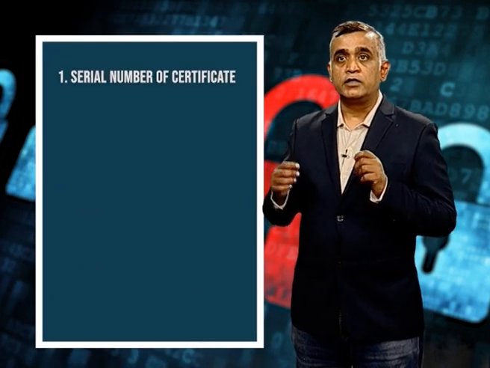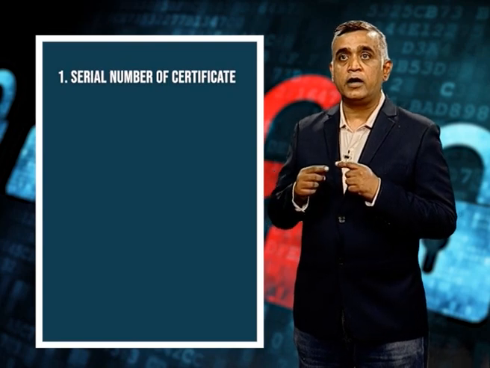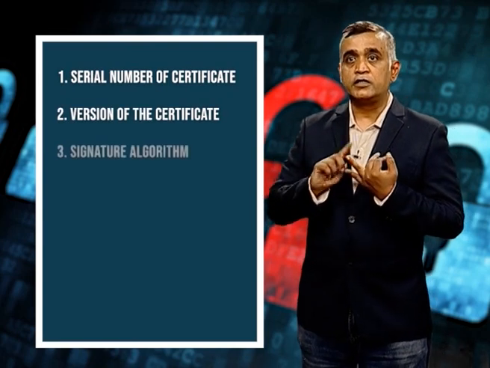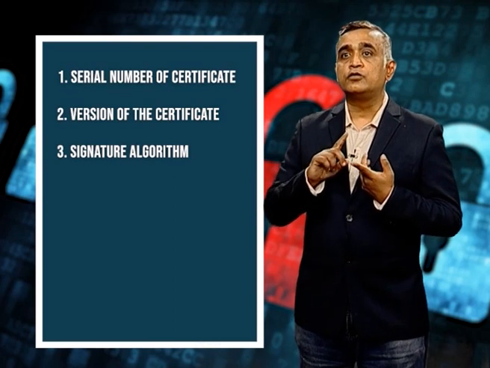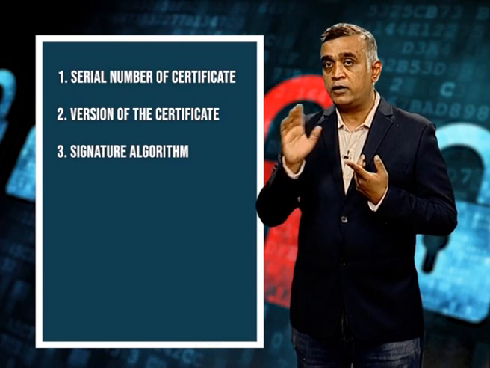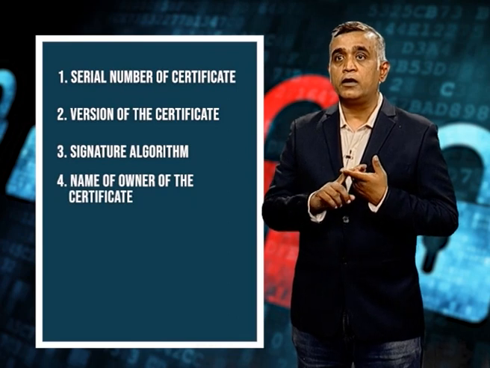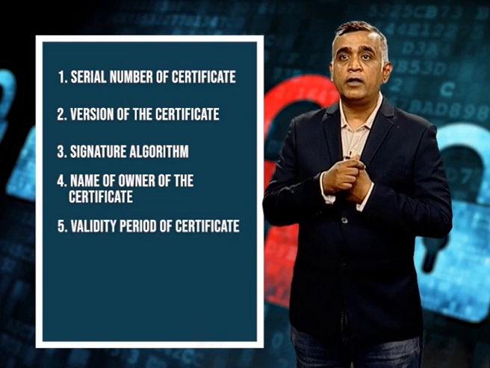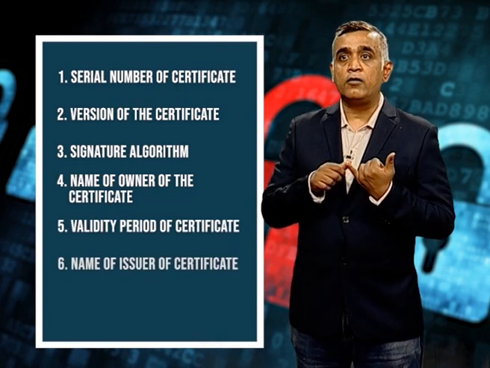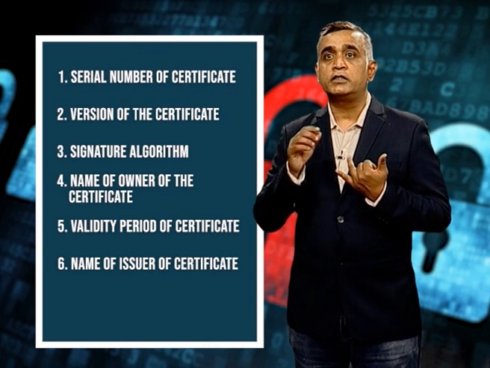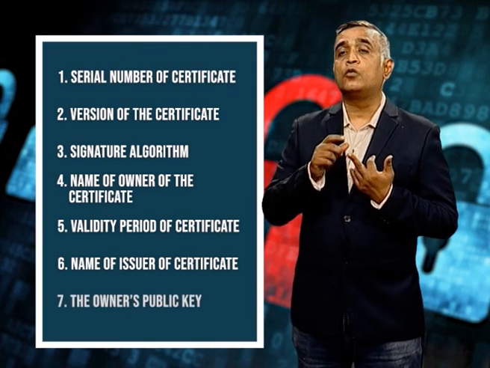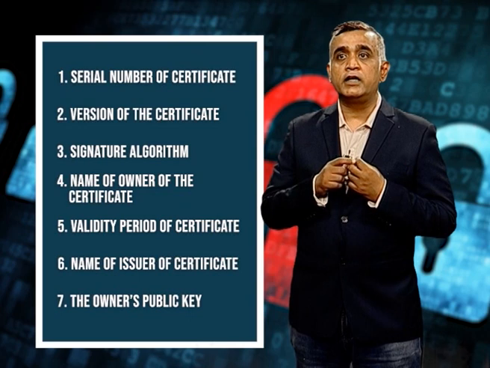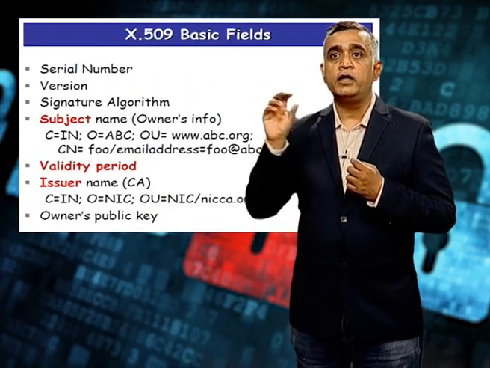This X.509 version 3 gives us 7 mandatory fields: the serial number of the certificate, the version of the certificate, the signature algorithm which is used for creating that certificate, the name of the owner of that certificate, that is the subject name, the validity period of the certificate, the name of the issuer of the certificate or the certifying authority's information, and the owner's public key. For the serial number, you will have a unique serial number.